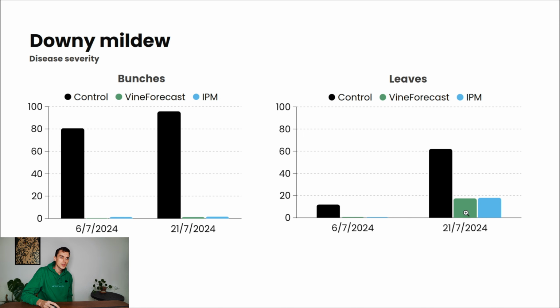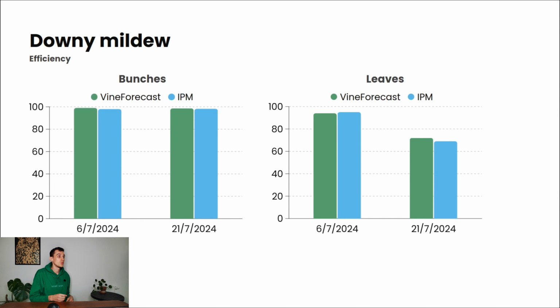And for the leaves, we can see some damage, but the damage is still considerably lower than in the control. And we can translate these results into efficiencies of the spray strategies. The overall results indicate that we do not have any difference between the VineForecast trial and the IPM trial. And that's very interesting because in the VineForecast trial we skipped one spraying, and that was actually an application of Zorvec-Celarine, which is a very potent fungicide.